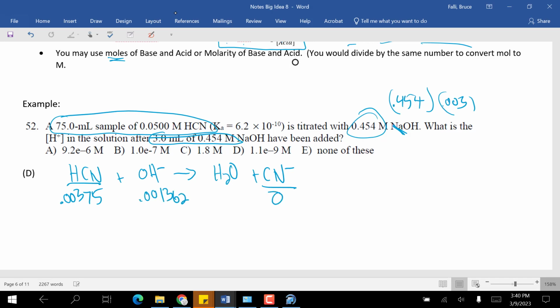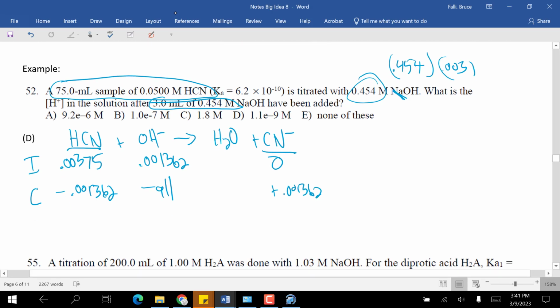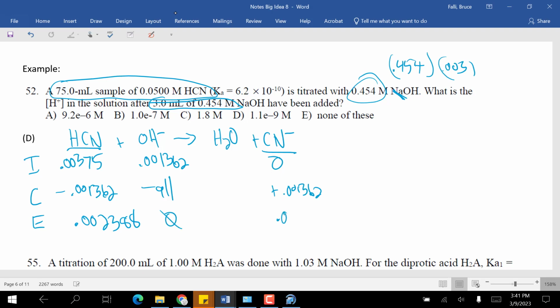Now, because it's a titration, it's going to be minus OH. Now, the OH is going to be the smaller number. So I want to do minus OH. So it's going to be minus 0.001362. And that's going to be minus OH. And I just emphasize that. And this is going to be plus 0.001362. So in the end, at equilibrium, I'm going to have 0.00375 minus that answer, 0.002388. And this is going to be 0, 0.001362.